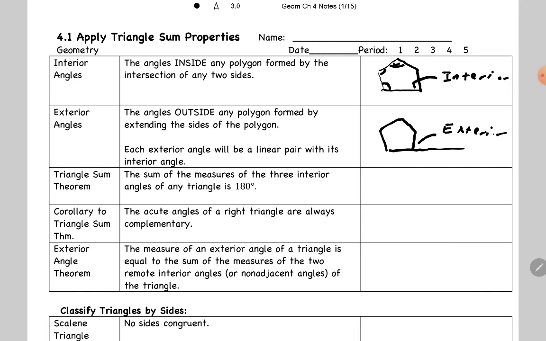And then we have the triangle sum theorem. What it says is all interior angles add up to 180. So if I had 60, 50, and 70, those better add up to 180. So the three interior angles add to 180.